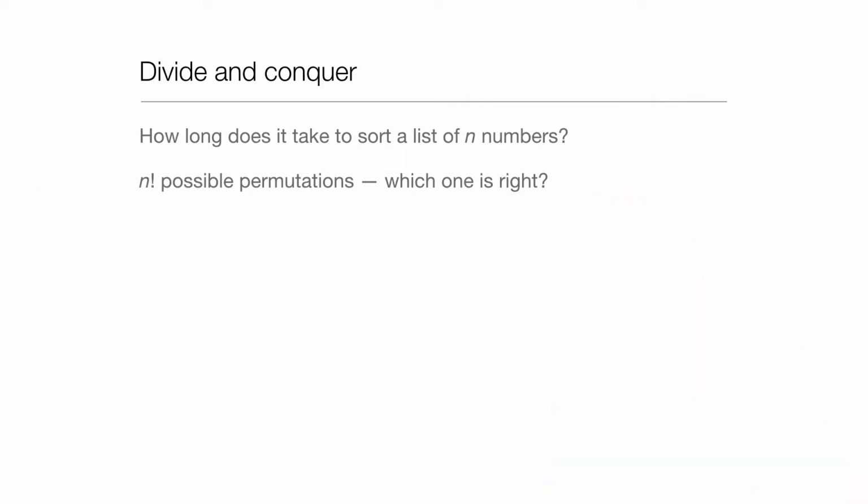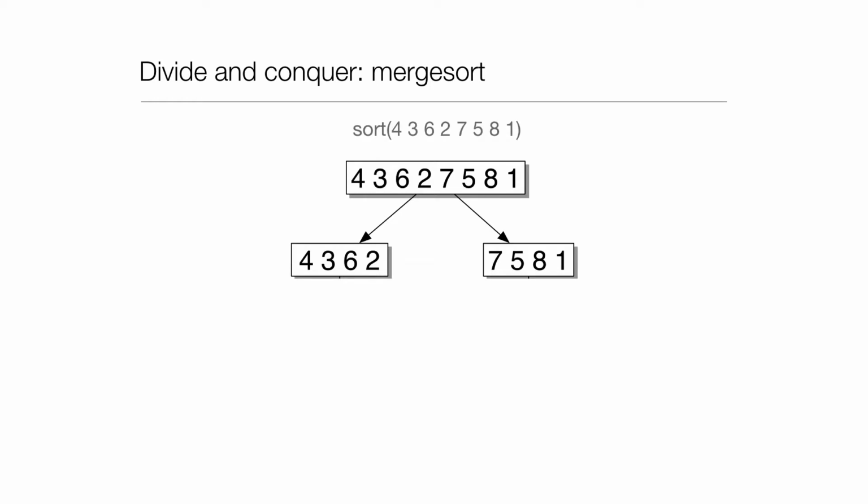I'm going to show you a particular algorithm called merge sort, which uses the divide and conquer technique. Here's how it works. In order to sort a list of 8 numbers, for instance, it will divide it into the left half and the right half. And then we're going to sort each of these halves. Well, now, how do we do that recursively?